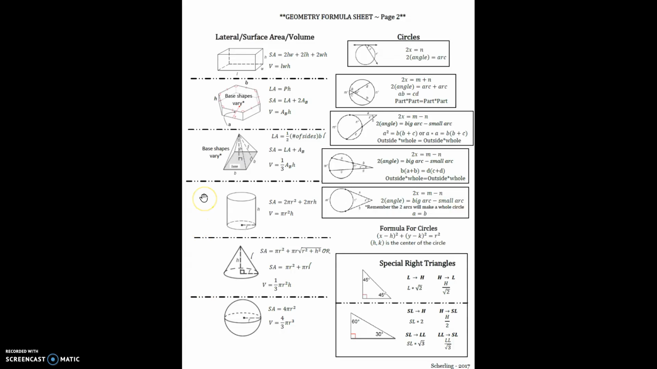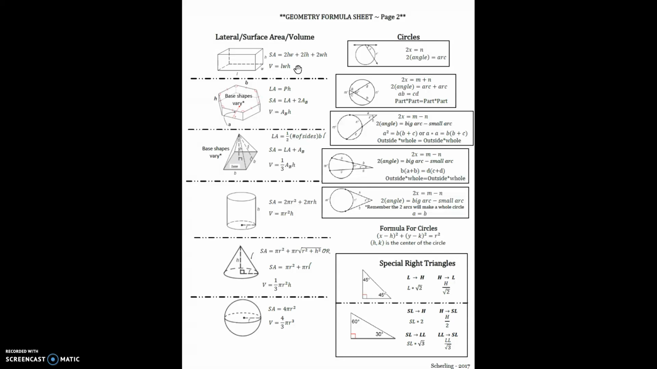Alright, so this is going to be our tutorial on how to use our formula sheet for the beginning of Chapter 7, so the first half. So in Chapter 7, we're going to talk about all of these solids that are found on page 2 on the left-hand side. So we are first going to start with the rectangular prism, then we'll talk about the prism, and then talk about the pyramid.